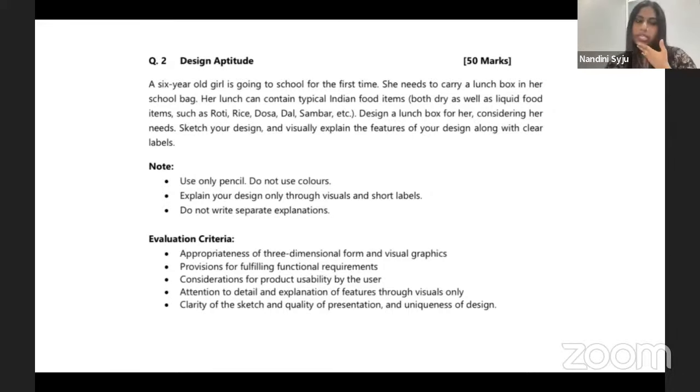So that is probably what they are expecting from you. Appropriateness of three-dimensional form, visual graphics, provisions of fully functional requirements, considerations of product usability by the user, attention to detail, explanation, clarity of sketch, quality of presentation, uniqueness of design. So over here, I don't think a whole lot of explanation is necessary.